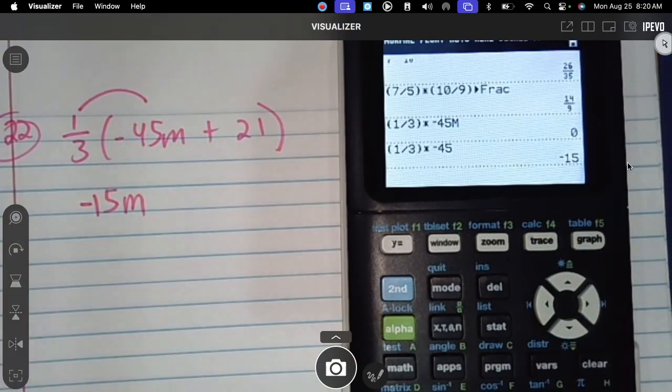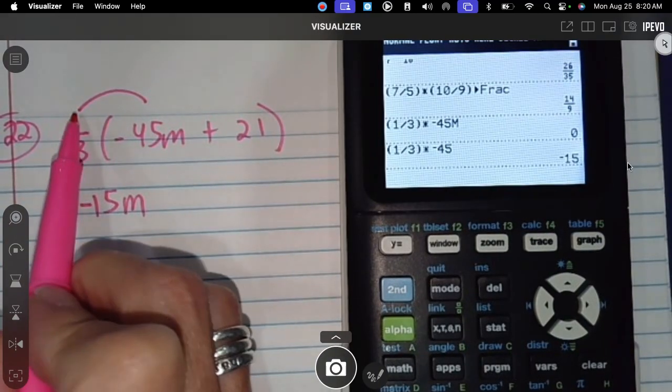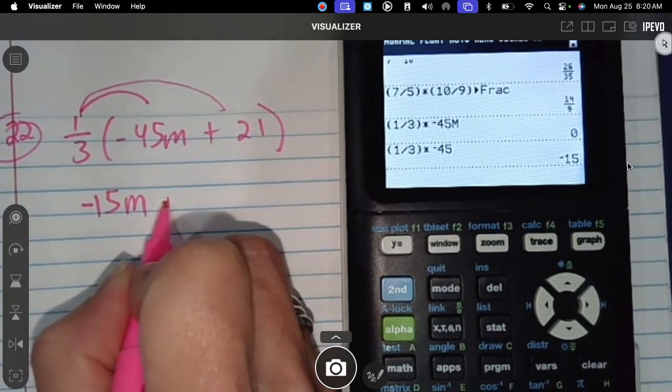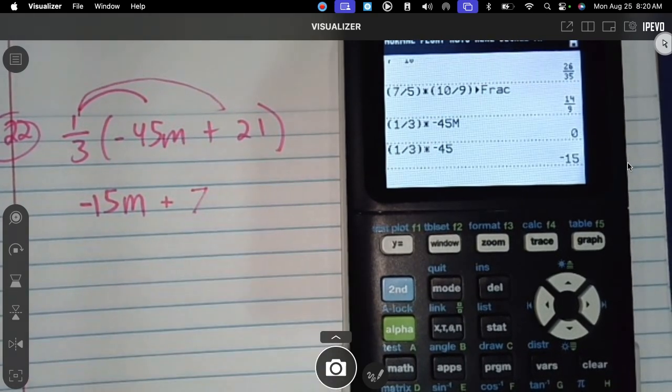Is everybody good with that? So then what do we do with the 1/3? We multiply it by 21. What is 1/3 of 21? 7. Type it in your calculator if you need to, or just divide by 3. That's all it is. And it's 7. So your answer is C.